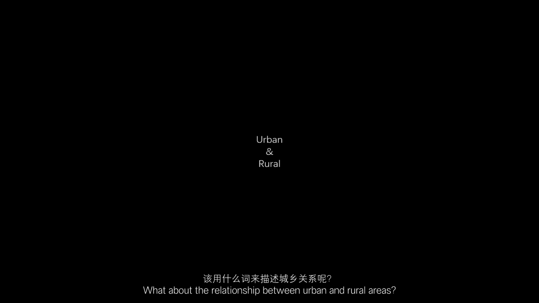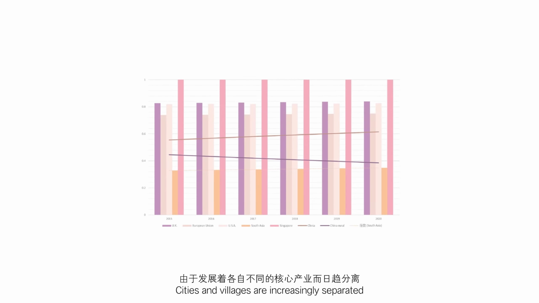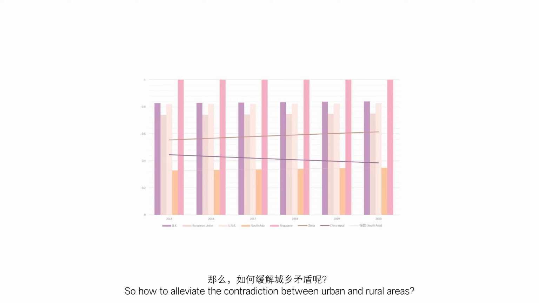What about the relationship between urban and rural areas? Collapse. Yes, collapse. On the basis of interdependence, cities and villages are increasingly separated. Rural and urban areas are expanding outward, so diversity and freshness are declining. Social inequalities and the potential risk of flooding are increasing. So, how to alleviate the contradiction between urban and rural areas?